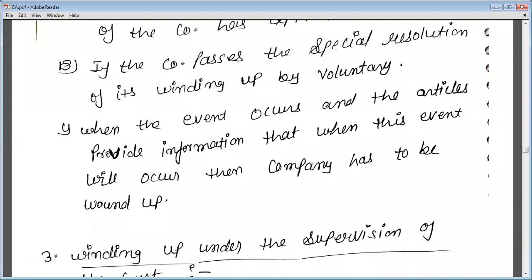Then when the event occurs and the articles provide information that when this event will occur, then company has to wind up. So if there is a condition mentioned in the articles of association that if such kind of a specific event occurs, then company has to be wound up.